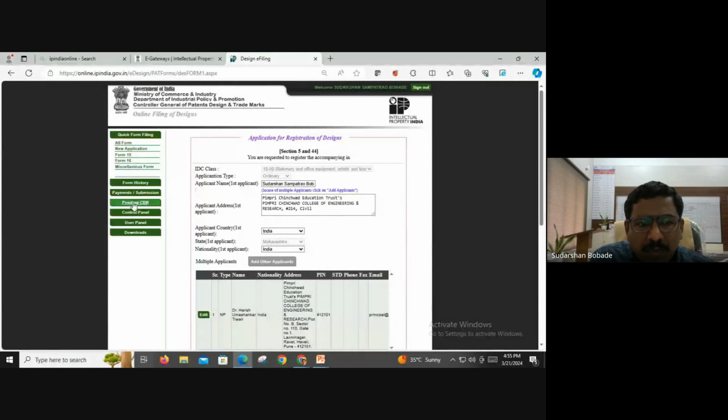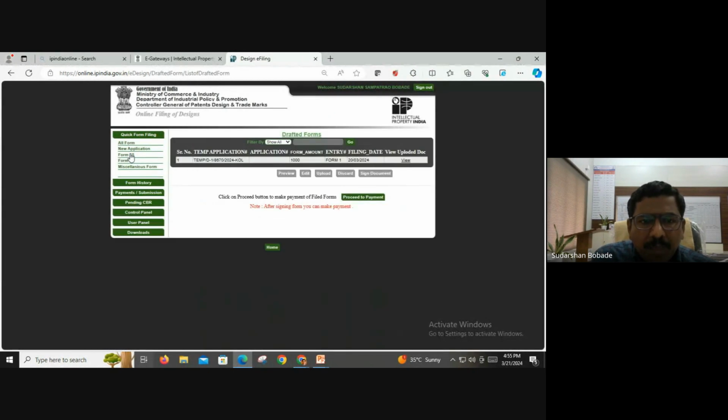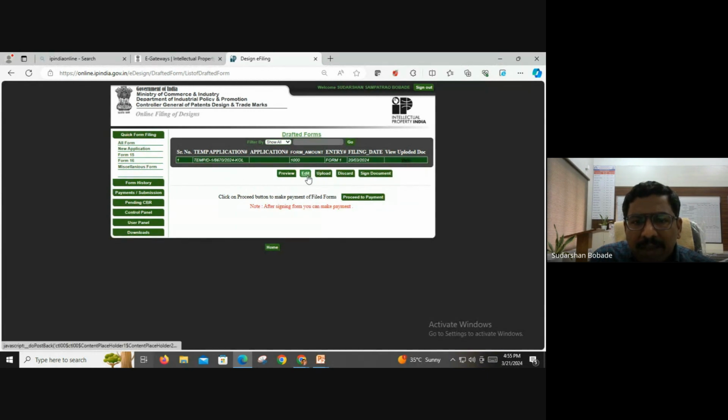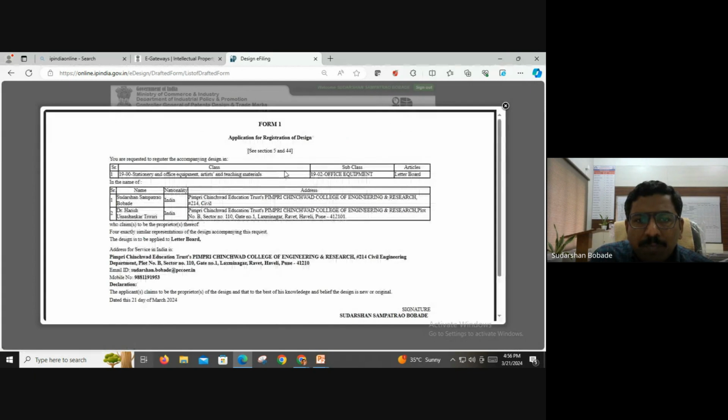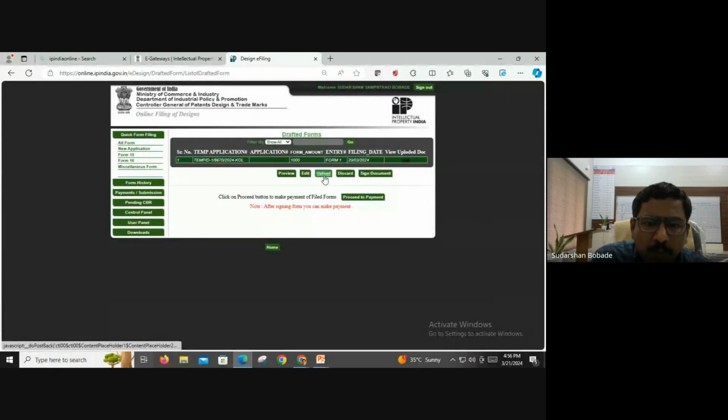Once the form is saved, you have to go to the form history. In drafted forms, you have to select the form first of all by clicking on this. Then there will be a preview, and there will be edit, upload, discard and sign document options. Under the preview you will get Form number 1. So what is the next stage? You have to take the printout, sign it, and then start uploading the document.